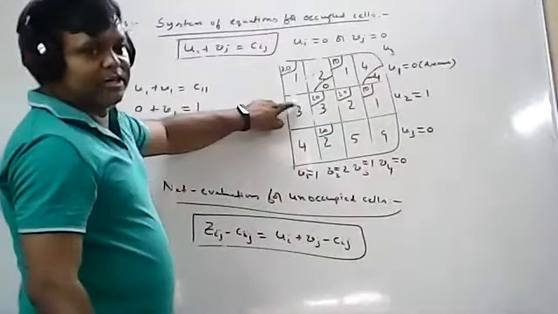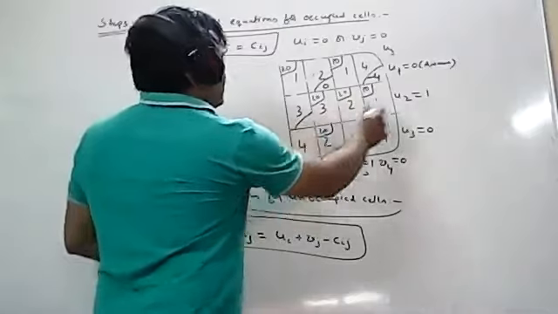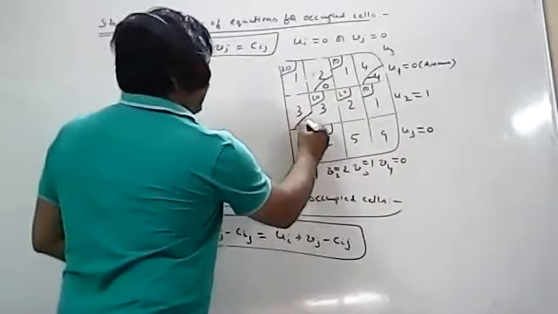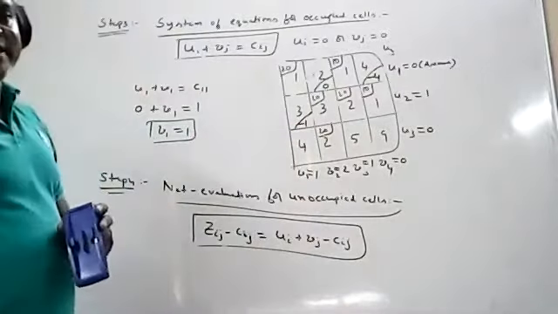Next, unoccupied. Unoccupied means you have to apply the formula. So corresponding value 1 plus 1. 1 plus 1 is 2. 2 minus 3. 2 minus 3 is minus 1.